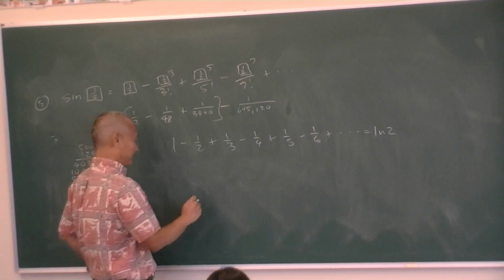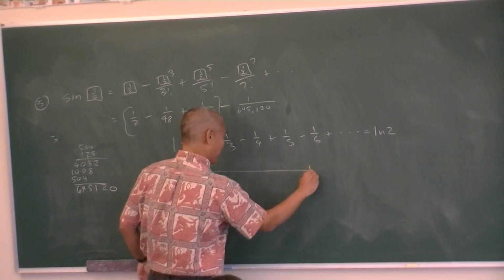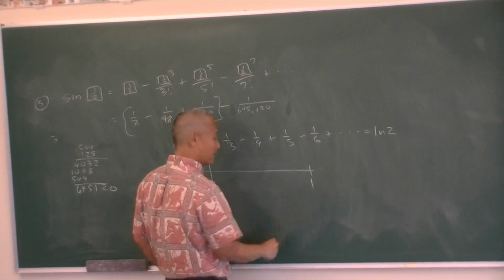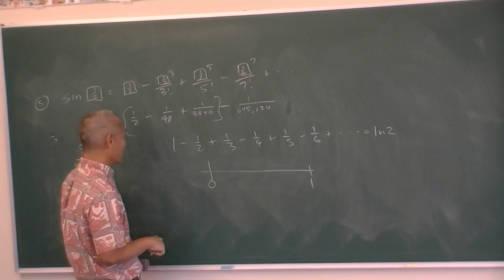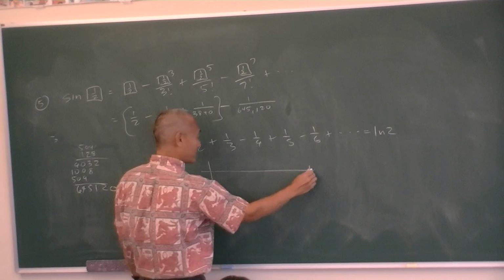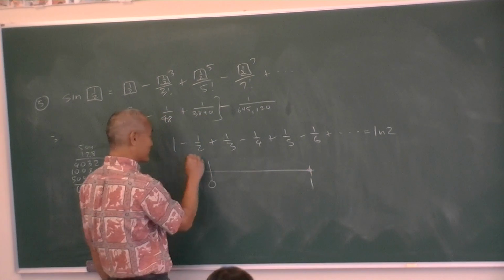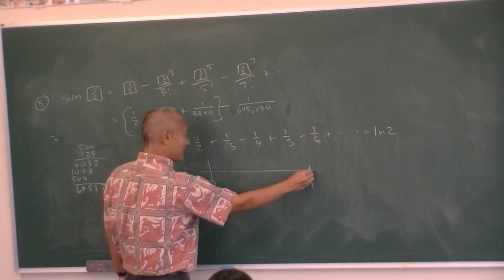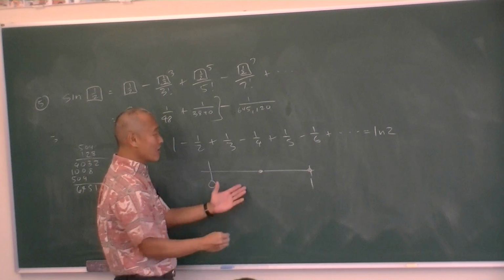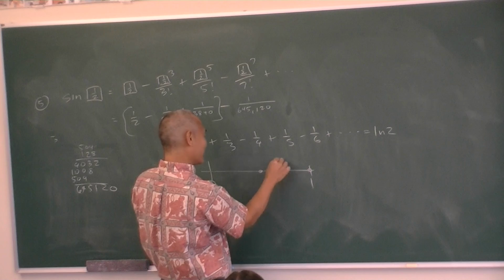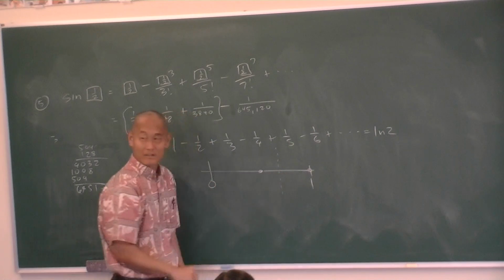Okay, now, here's 0, and here's 1. Let us plot the partial sums, okay? What's the sum of the first term? 1, so here. What's the sum of the first 2 terms? So basically from here you subtract a half and you're here now, right? Now natural log 2 is like 0.693, it's going to be somewhere over there, yeah?